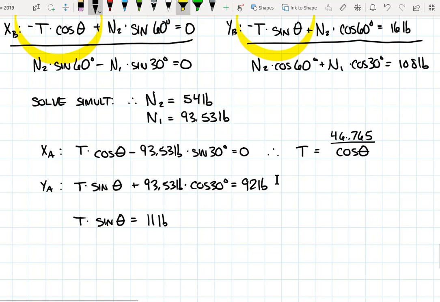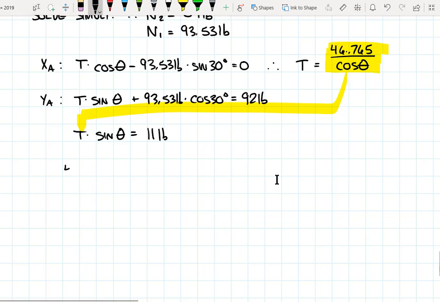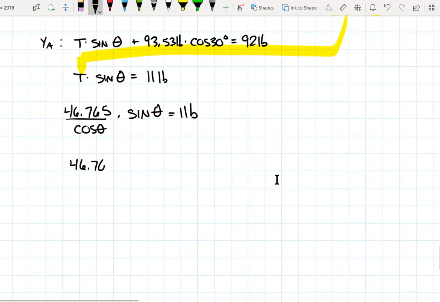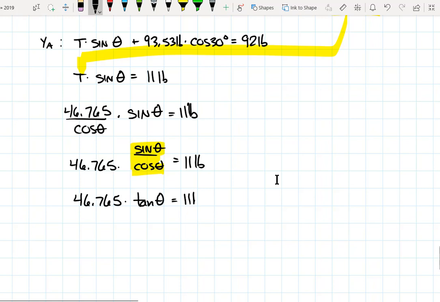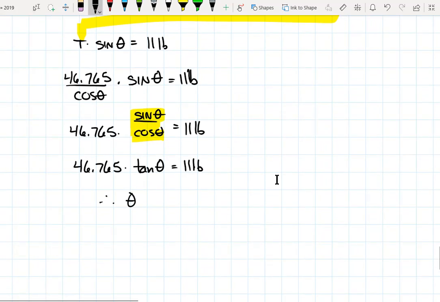All right. Now a little bit of trig identity trickiness, but let's take this value for T and put it in here. And I get 46.765 over cosine of theta times sine of theta is 11 pounds. And if I look at that a little bit different, 46.765 times sine of theta over cosine of theta equals 11. Those are pounds, not Bs. Sine of theta over cosine of theta is tangent. So now I finally have something that I can solve. So therefore, I do inverse tangent of 11 over 46.765, and I get theta is 13.24 degrees. I can plug that into WebWork and see if it likes it.